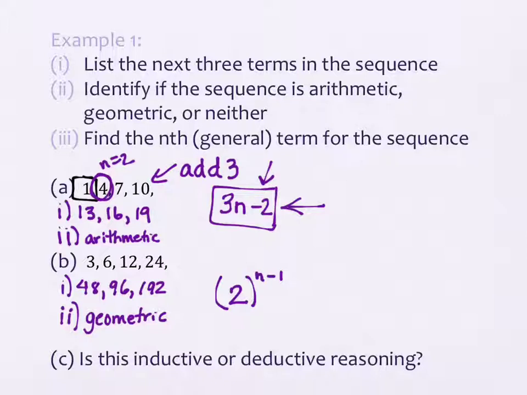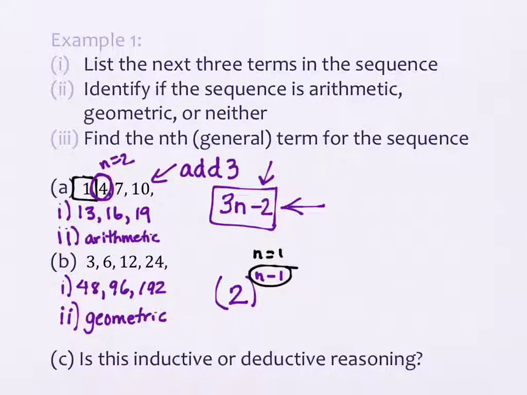Okay? Exponent will always be n minus 1. You can just know that that's the exponent, and the base of your exponent is going to be that common ratio, in this case the number 2. Because what happens if I plug in n equal to 1 here? What's my exponent going to be? If I plug in n equal 1 into here, it's going to be 0.